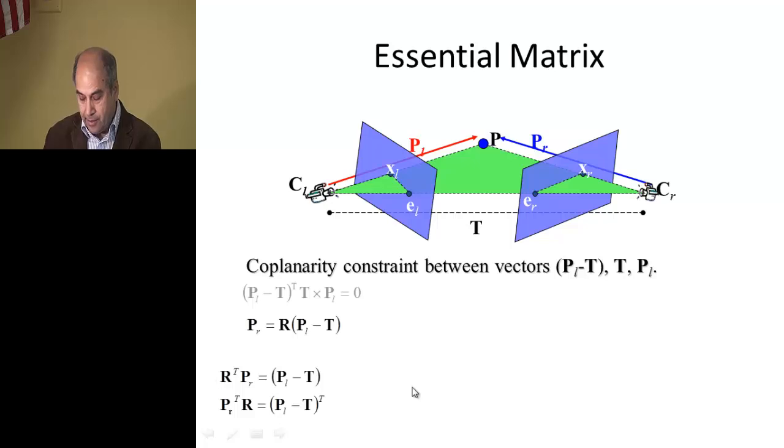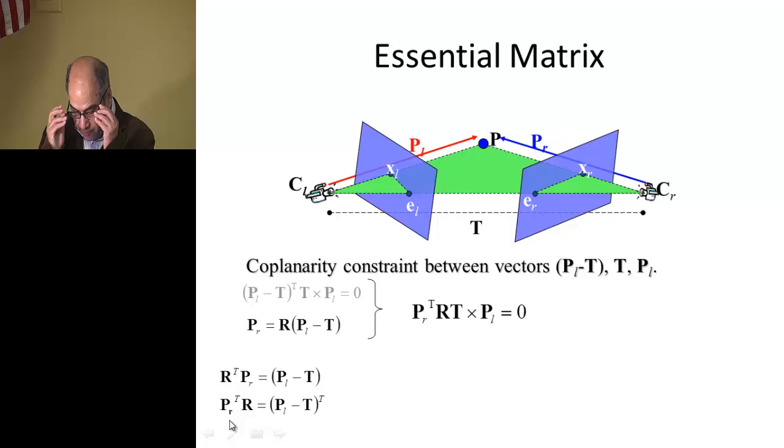The other thing is that now we are taking a transpose. If you have two matrices A, B, the transpose of that will become B transpose A transpose. That's what it is, okay? So now, given this, we are going to put in our original constraint here, that PR is given by this relationship. So from here we found out that PL minus T is given by this: PR transpose, and then the rotation matrix R.